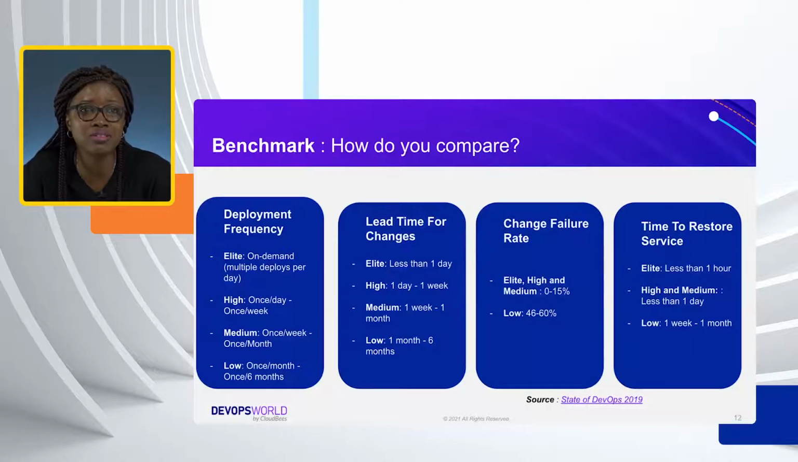And around 15% of changes cause failure in production for the elite group and the medium and high teams, while up to 60% cause failure for the low team. And lastly, for the time to restore service, it takes the elite team less than 1 hour, while the low team takes up to 1 month to restore service. So now look at where you are.